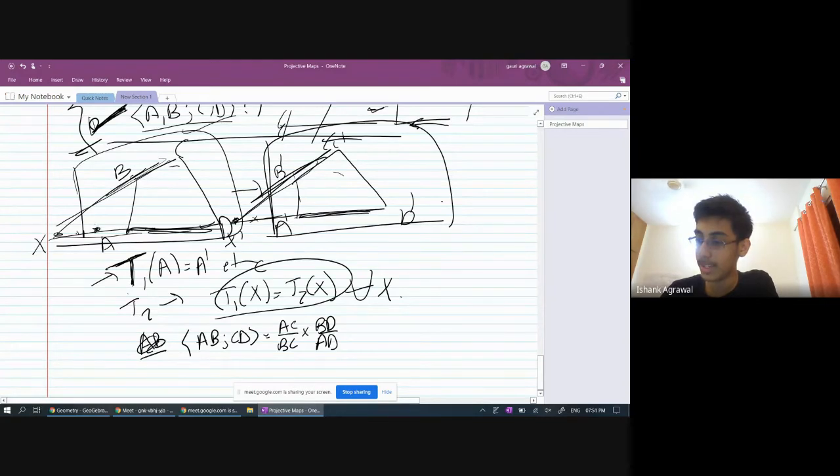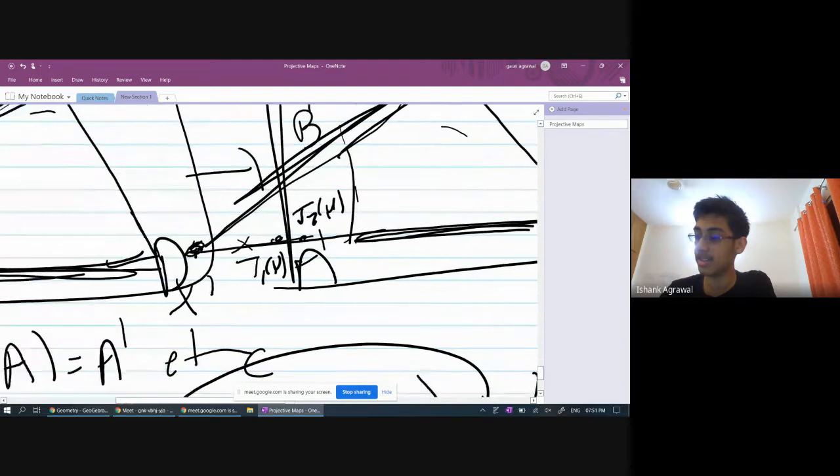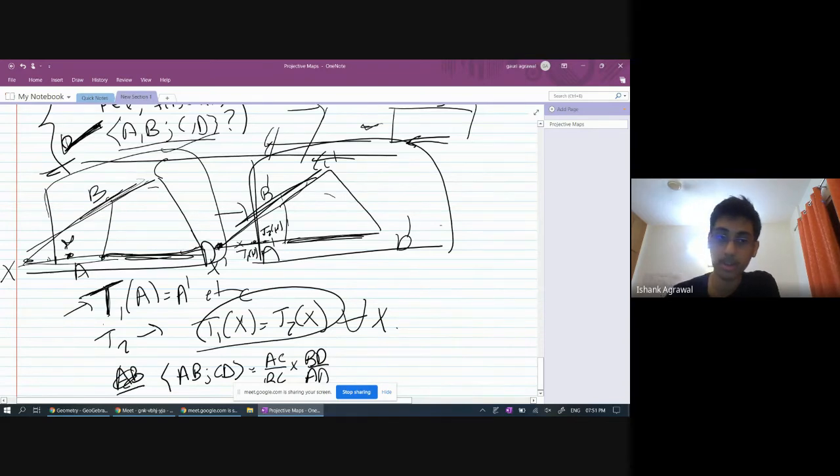So if I take this point Y here, and suppose T1 maps it to some T1 of Y, and T2 maps it to some other T2 of Y, then since the cross ratio is the same for X, Y, A, D, it must be the same for X dash, T of Y, A dash, D dash. So therefore, T1 and T2 of Y would be the same for every single point Y on this line. Does that make sense?